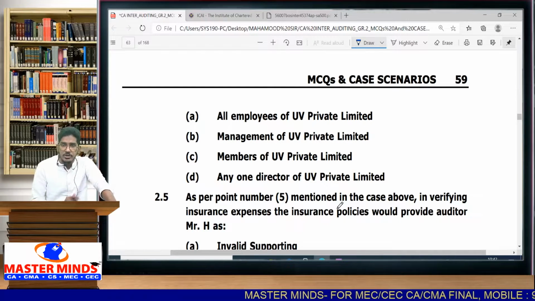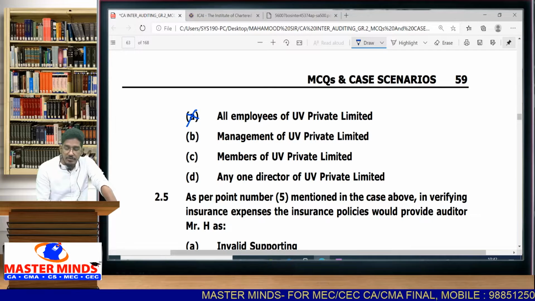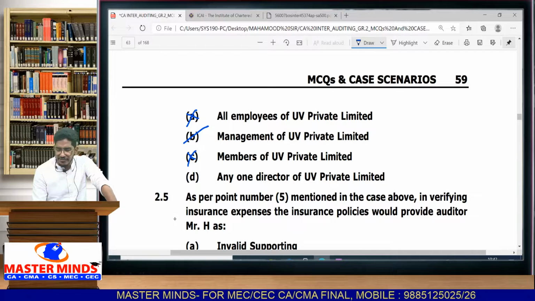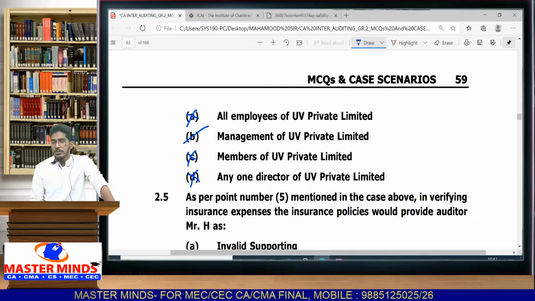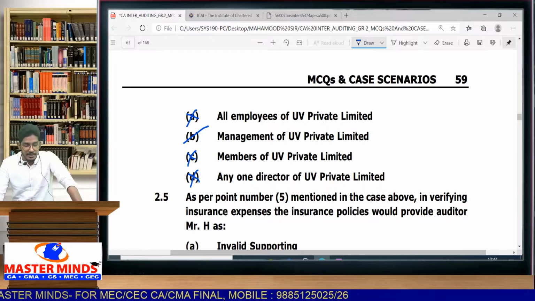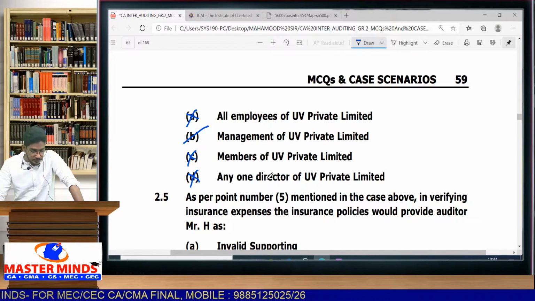So here appropriate authority, will it refer to employees? No. Will it refer to management? Yes. Will it refer to members? No. Will it refer to any one director? No. So when you say appropriate authority, that means you are referring to entire management of the company. So B option is a correct option.